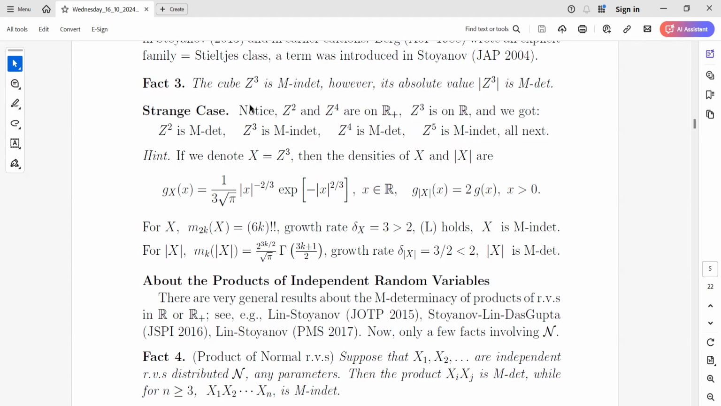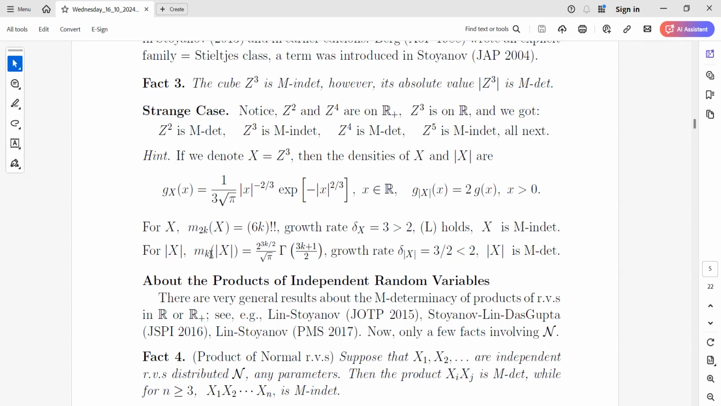So this is the density of the cube. So capital X is this, and this is the absolute value. So this is twice this density. Now we just make calculations. So we know these moments. So we calculated, you remember, delta was the rate of growth of the moments ratio. It's more than 2. Okay, then we have non-uniqueness.